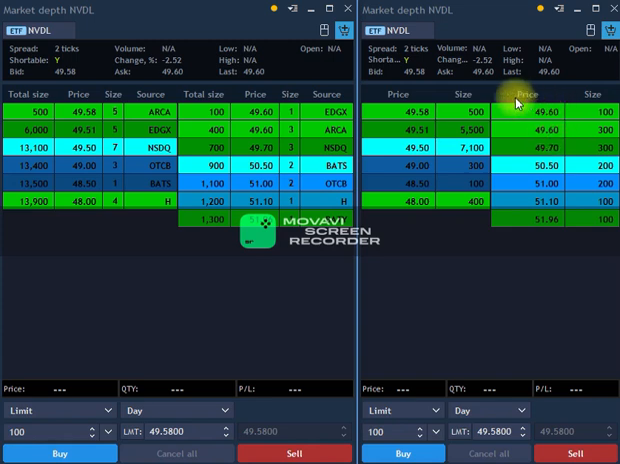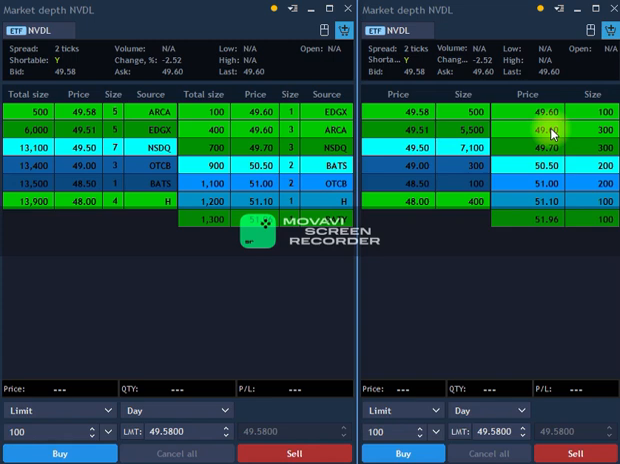Okay, so basically the idea here is to match between the buyers and sellers. Right now, the buyers are willing to pay only $49.58. The sellers are not compromising, and are willing to sell only at $49.60. What happens in this case? No deal. No deal meaning no execution.